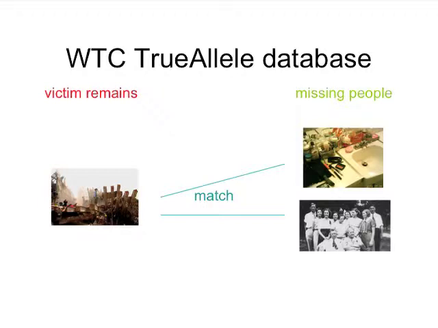And on the bottom there were family members, and genotypes can be reconstructed from family members as well. So these genotypes were reconstructed from the missing people and the victim remains uploaded to a TrueAllele database and then compared automatically in order to make DNA matches.